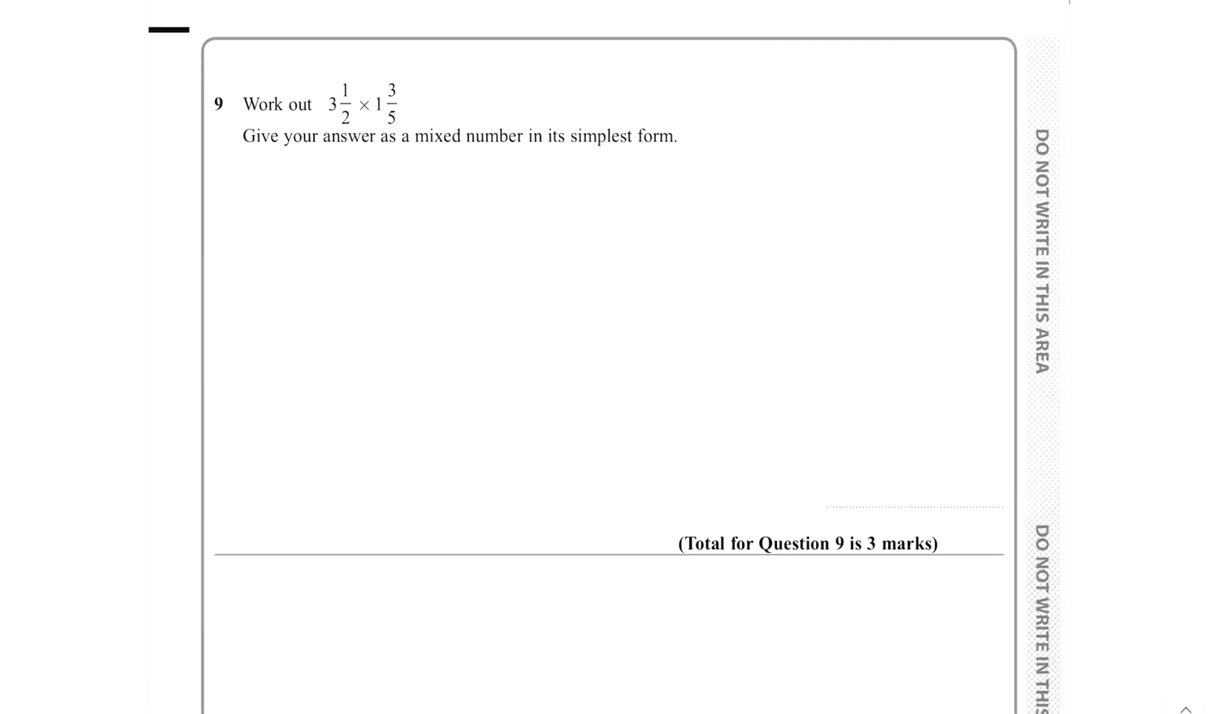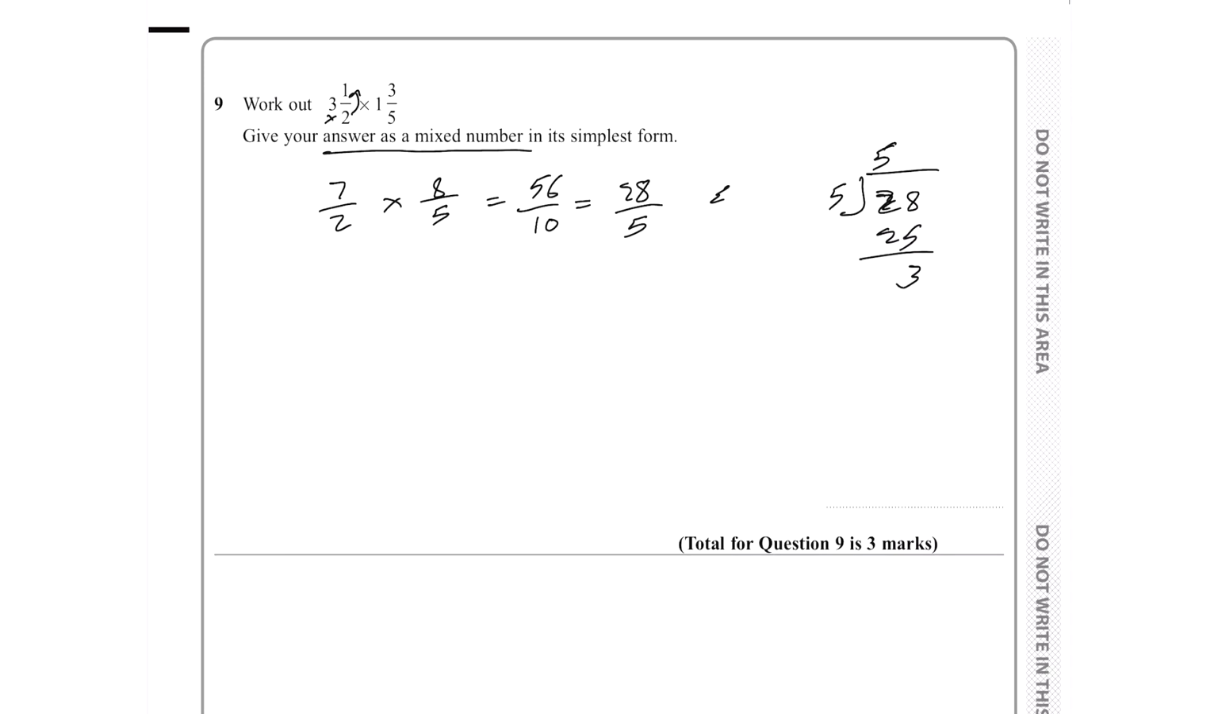Moving on to question 9. Give your answer as mixed numbers in the simplest form. So for the first one, we're going to do 3 times 2, and that gives us 6. And then we're going to add the number at the top, so that's going to become 7 over 2. Same with the next one, I can do 1 times 5 plus 3, which gives me 8 over 5. And then that becomes 56 over 10, which I can simplify to 28 over 5. And it says, give your answer as mixed numbers. So as mixed numbers, this becomes 5 goes into 28 5 times with a remainder of 3. So that becomes 5, 3 over 5.